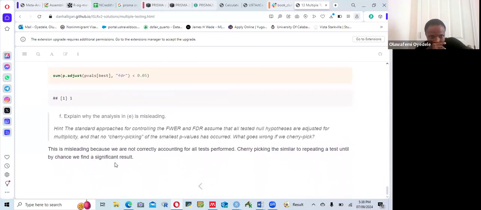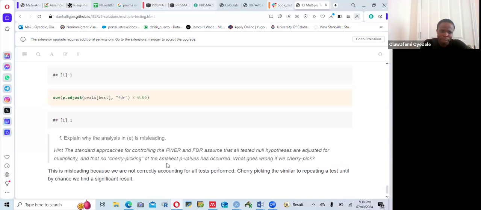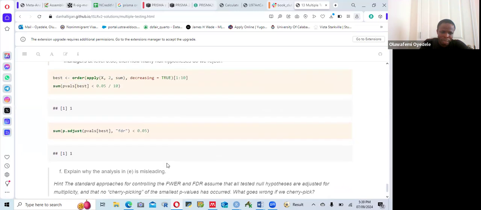I think the last part is in E, where we should explain why the analysis in E is misleading. They are saying that the analysis in E is misleading because we are not correctly accounting for all the tests we performed. Cherry picking is similar to repeating a test until, by chance, we find significant results.